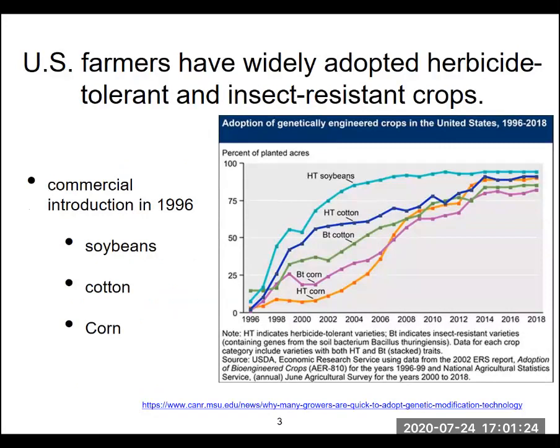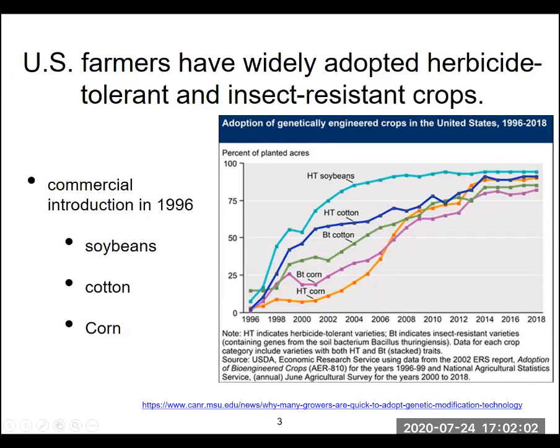Looking at the United States, here is the use of genetically engineered crops from 1996 to 2018. This is the percentage of planted acres that are HT, herbicide tolerant soybeans and herbicide tolerant cotton. BT is that Bacillus thuringiensis, producing the toxin that keeps insects from preying on it. We've got cotton that's been treated with it, corn treated with BT, and herbicide tolerant corn down here as well.